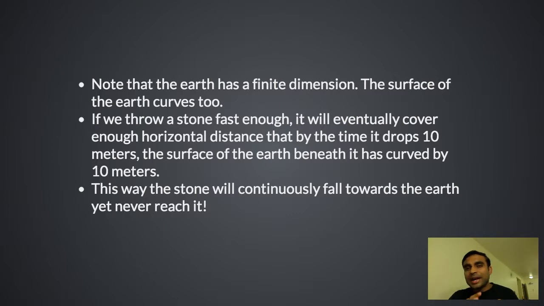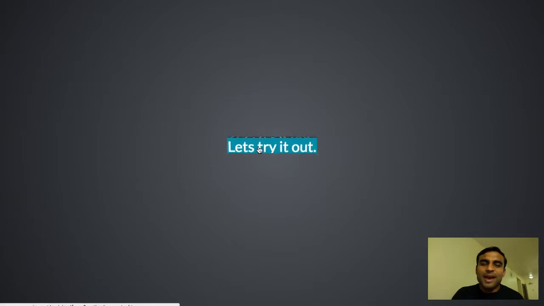Now, realize that the earth is not infinitely big. The surface of the earth curves too. And so if you throw a stone fast enough, what will happen is that in the first second, when the stone drops 10 meters, the surface of the earth will curve by 10 meters as well. In which case, the stone will fall, but it will never come any closer. The stone will continue to fall towards the earth eternally, yet it will never reach the earth. In fact, we can try it out.